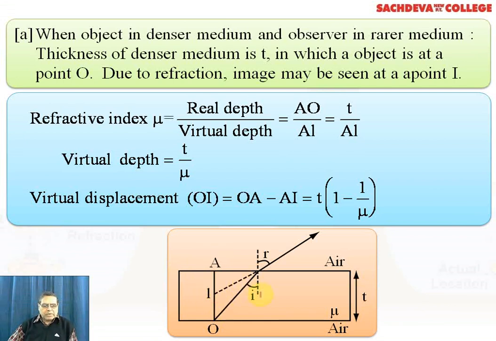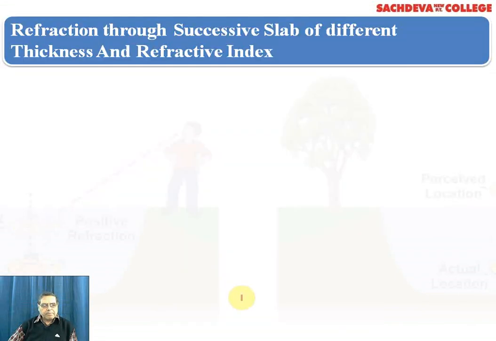Now, virtual depth will be T over mu, and virtual displacement, that is OI. So we can say OI will be equal to OA minus AI. We compute the values and we get a function T into 1 minus 1 over mu, where T is the thickness of the slab and mu is the refractive index of the medium in which this phenomenon is going on.